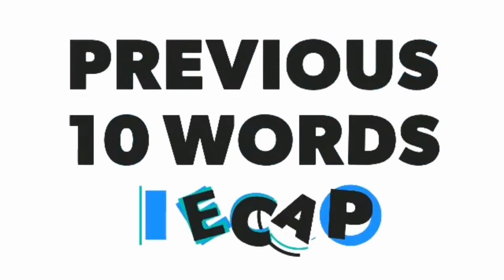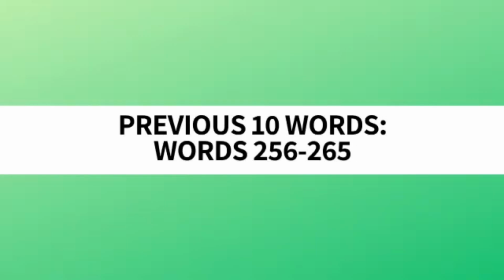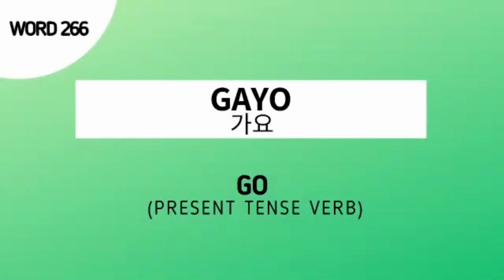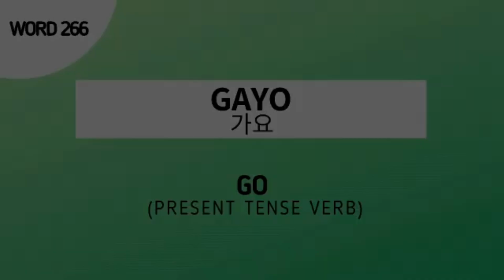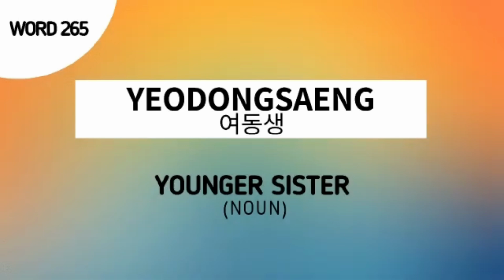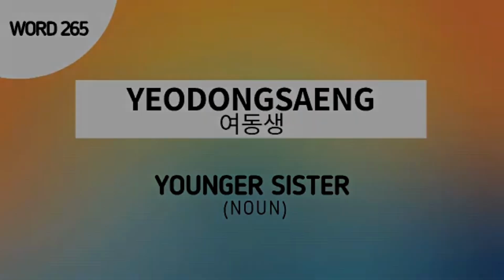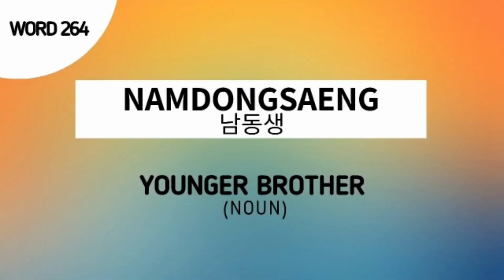Now let's proceed to our previous 10 words recap. As of now, the previous 10 words are words number 256 to 265. But don't forget our word for today, word number 266, 가요, which means go. Now, the first word for our review is word number 265, 여동생, which means younger sister. Word number 264 is 남동생, which means younger brother.